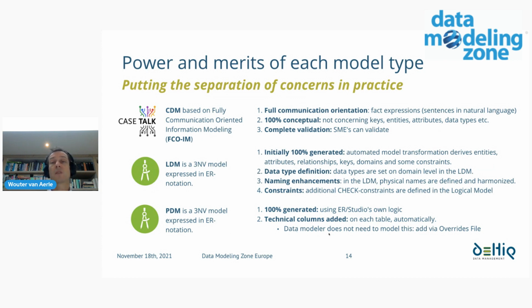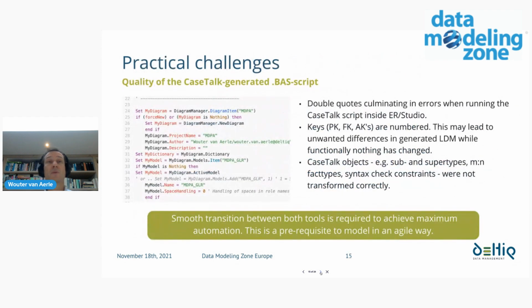And a lot of technical concerns, whether or not you want to implement primary keys or indexes or additional metadata columns like a change hash or an insert date, are generated and added to the physical model. So that is not something the data modeler at either the conceptual or logical level needs to be concerned about. That is with regard to the benefits and some of the merits of the different kinds of models. But as I said, we also ran into some practical challenges, and we'll walk you through those challenges.